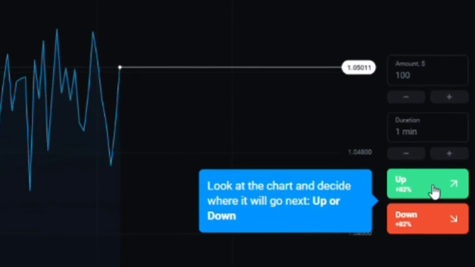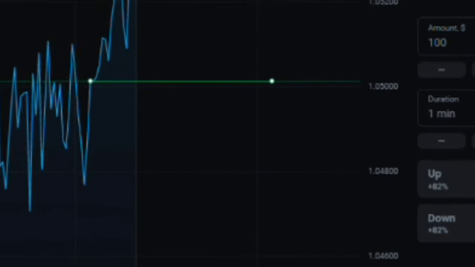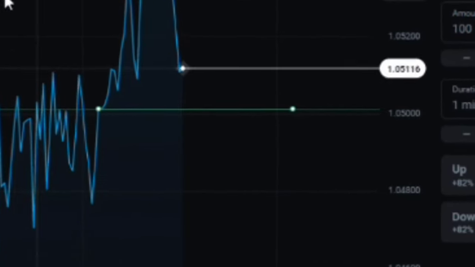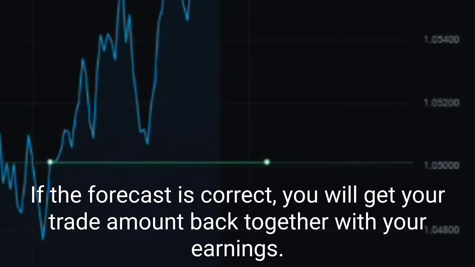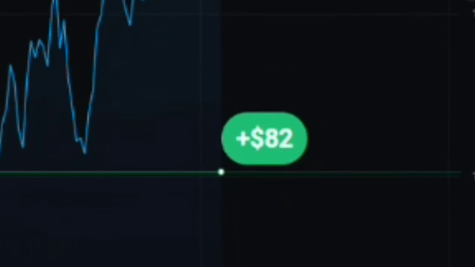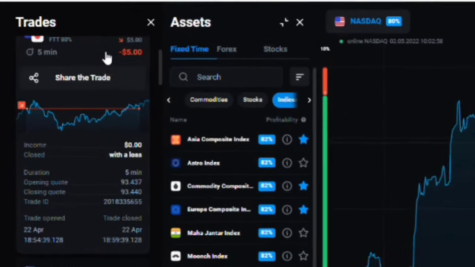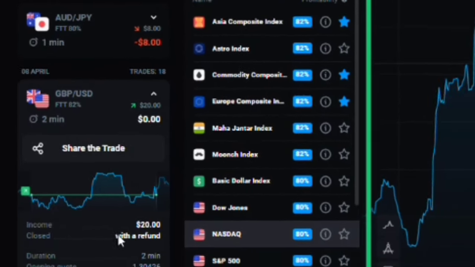When you click on either the up or down button on the trading platform, the asset price will change. It will either go up or down from the starting point or stay at the same exact spot. If the forecast is correct, you will get your investment back plus a bonus. If the forecast is incorrect, you will lose the traded amount. And if the price goes back to where it started, you will get back your money.